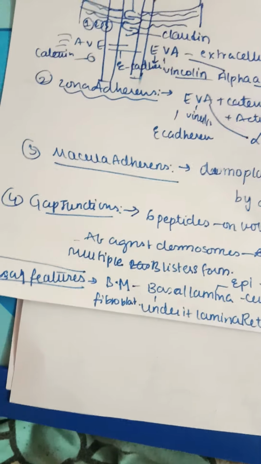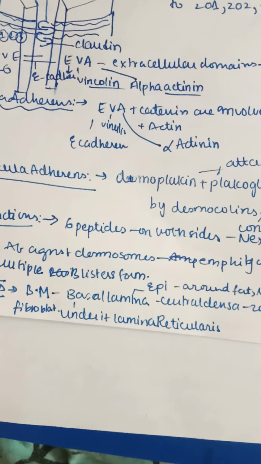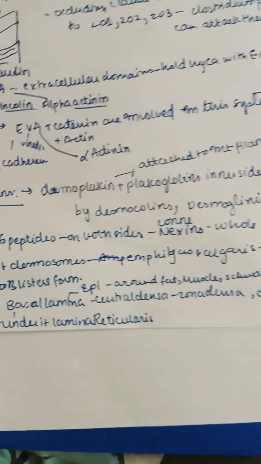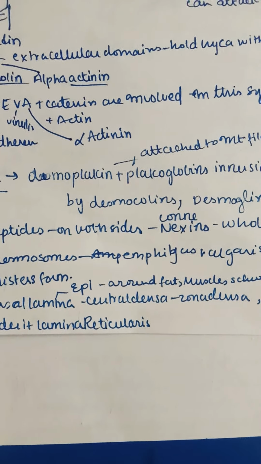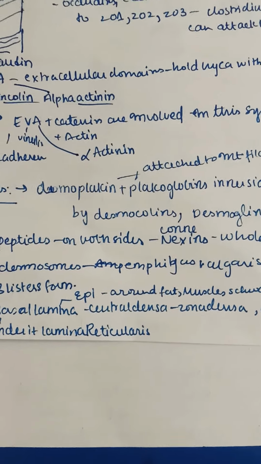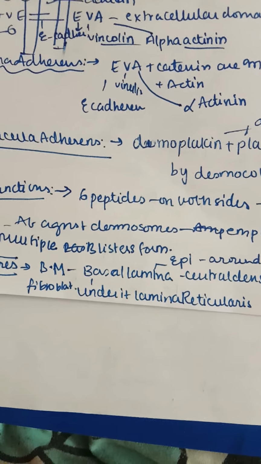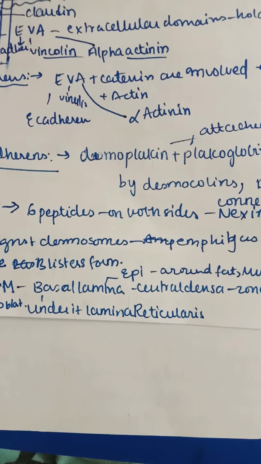Now let us see some basal features, that is our basal side features. We know we have the basement membrane, which is mainly made up of the basal lamina and also the reticular lamina. The basal lamina has a central dense part known as zona densa and an outer light part known as zona lucida. Under the basal lamina we have the reticular lamina, which is mainly formed from fibroblasts, but the basal lamina is mainly formed from the epithelium and is present around fat, muscle, and Schwann cells. This is then known as external lamina.